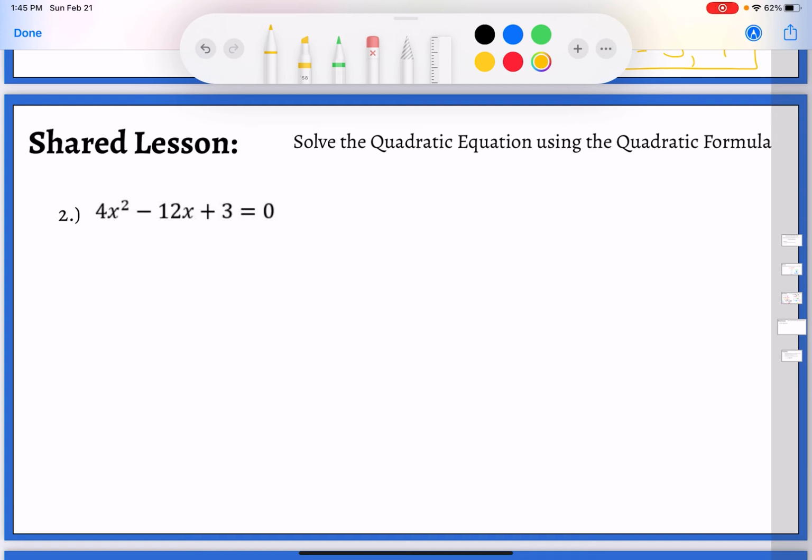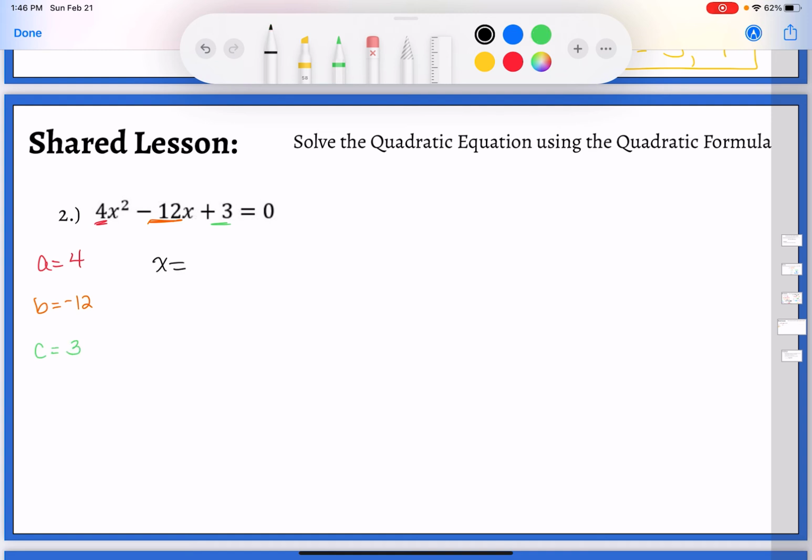4x squared minus 12x looks like I have a GCF. Oh, plus 3 doesn't look like it anymore. Okay, so no GCF, so we're just going to practice using that quadratic formula the way it is, right? So a is 4, b is negative 12, and c is positive 3.